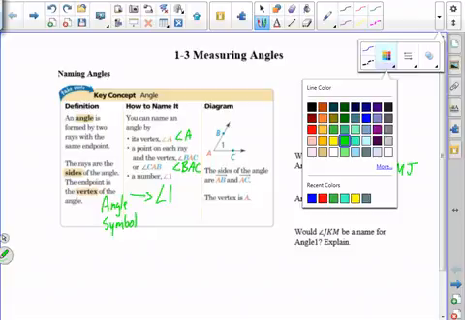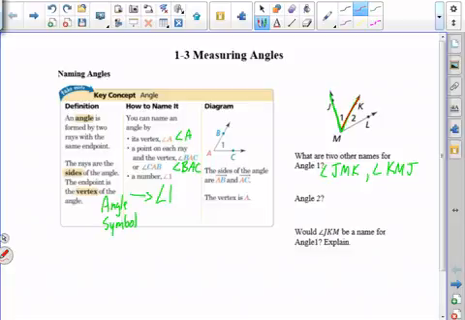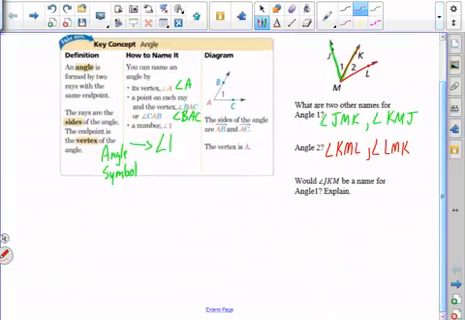And for angle 2, let me pick a brighter color here. Angle 2 is adjacent to angle 1. It shares the side MK, so those are adjacent angles. How could we name that one? Same basic concept. Take the 3 points that make up the rays and call it KML. The other way that we can name it would be angle LMK.